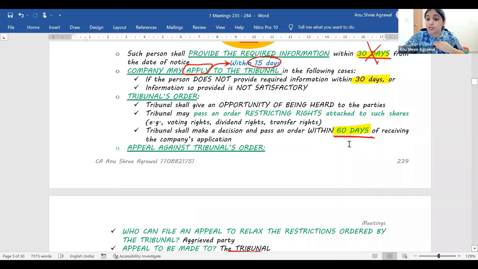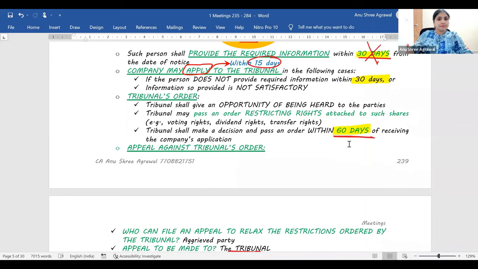Once I get this notice, I have to give the information to the company within how many days, guys? Within 30 days, I have to give information to the company. If I don't give information to the company within 30 days, then the company will inform tribunal, not appeal. Company will inform tribunal within 15 days. Tribunal will pass order within 60 days. If I'm not okay with tribunal's order, I can file an appeal when?